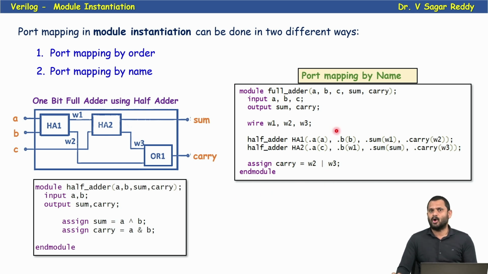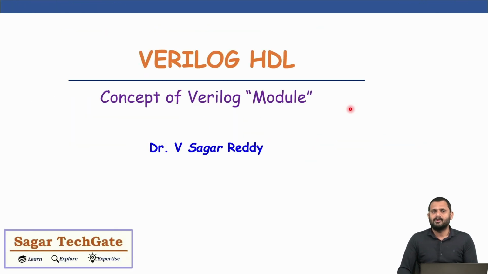I hope you understand how to instantiate modules in another module, by using order and by using name. So here is port mapping by order and port mapping by name. In industry, we prefer port mapping by name, because we have a bunch of signals and no need to follow the same order. If you remember the names, then you can write it. Clear? I hope you understood what a module in Verilog is and how to instantiate a module in another module.